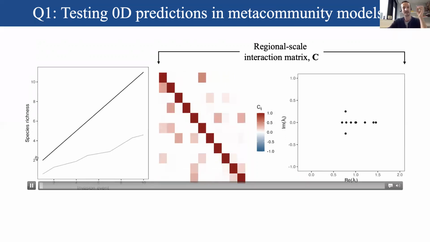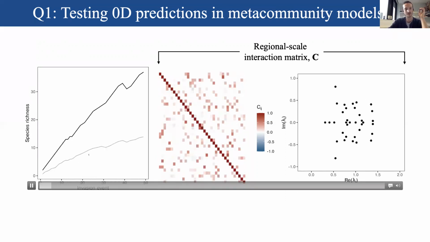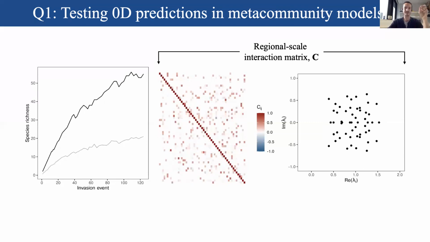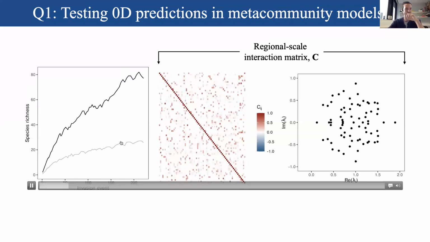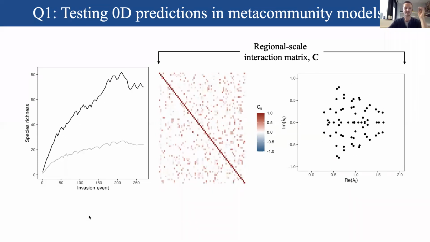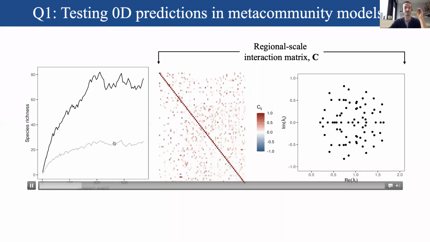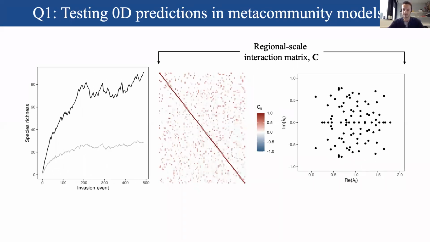On the left, again, we have the regional diversity in black and the average local species richness in gray. You can see that initially these increase, and eventually each of them reaches some intrinsic limit. Typically the local species richness on average will converge prior to the metacommunity scale diversity, the gamma diversity.